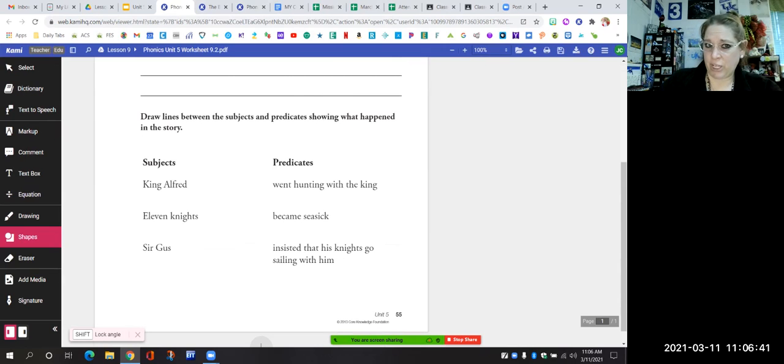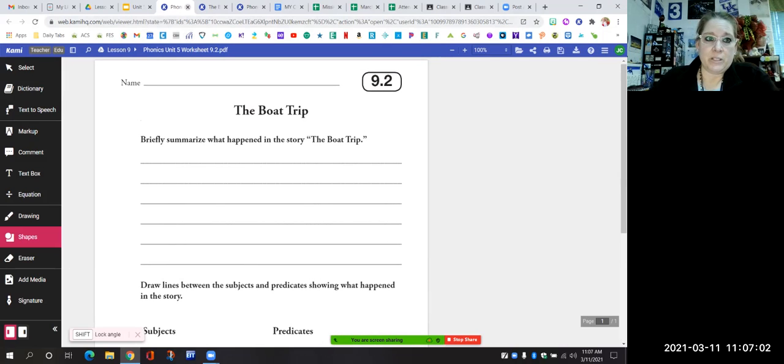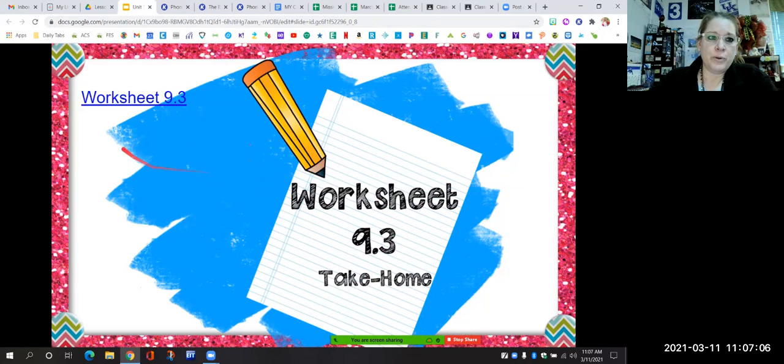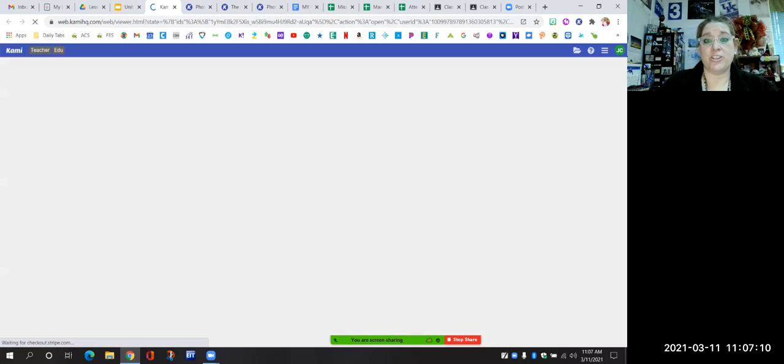And then you're going to draw lines from the subject to the predicate that matches. And maybe use different colors, like do King Alfred in one color, like red, and then the 11 Knights in blue, Gus in yellow. That way I can easily see which one you matched it to rather than having to follow your lines. It would just make things easier for me, please. All right, so that's all there is for 9.2. And then 9.3 is the worksheet that I talked about on contractions.